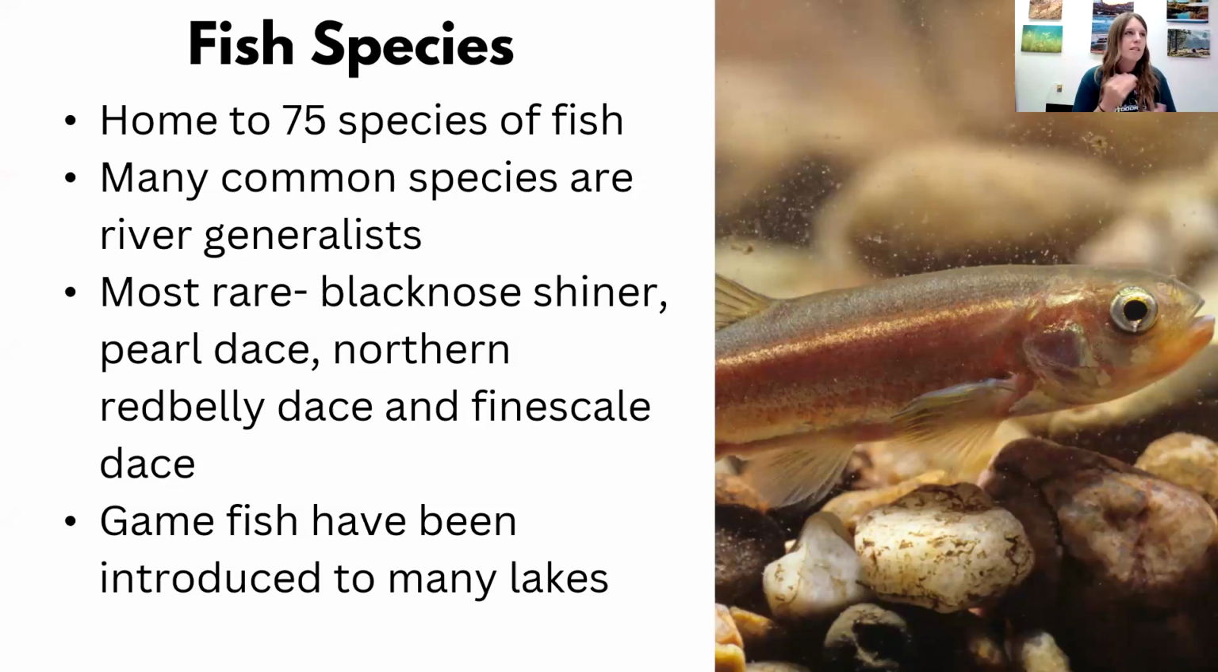Many common species that you find just about everywhere. So a lot of them are what we call river generalists, so they can survive in large rivers. They do very well. Things like channel catfish, flathead chub, river carpsucker are there. But then you have a little bit more rare species in the small headwaters and small streams. Things like blacknose shiner, pearl dace, northern redbelly dace, finescale dace. These are very small fish. They look like minnows, but they're technically not minnows.